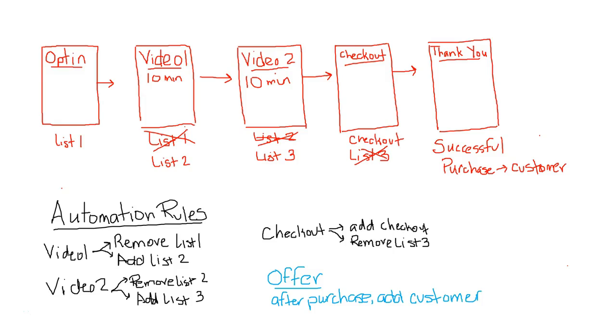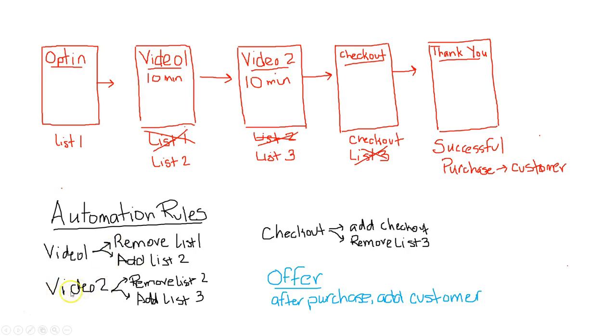And we're in the part where we're going to talk about the automation rules. How do we make it happen that they go from one list to another based on what they're doing on our website? So we've got some automation rules that we're going to set up. And the automation rules are for video 1, that means when they hit the video 1 page, they're going to actually get removed from list 1. So we got that crossed out. And we've got it added to list 2, so we're going to add them to list 2. So that's a rule that we have to set up in the system.